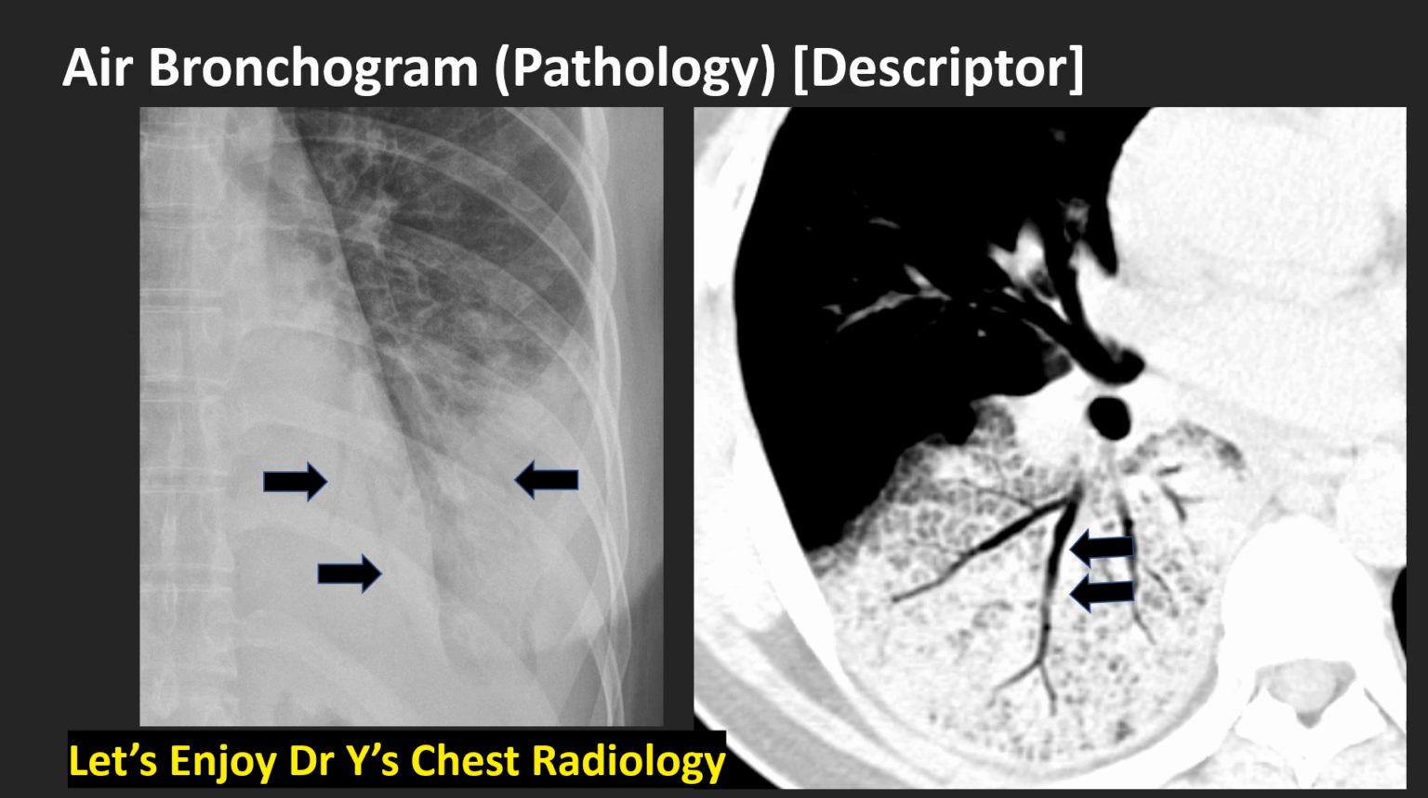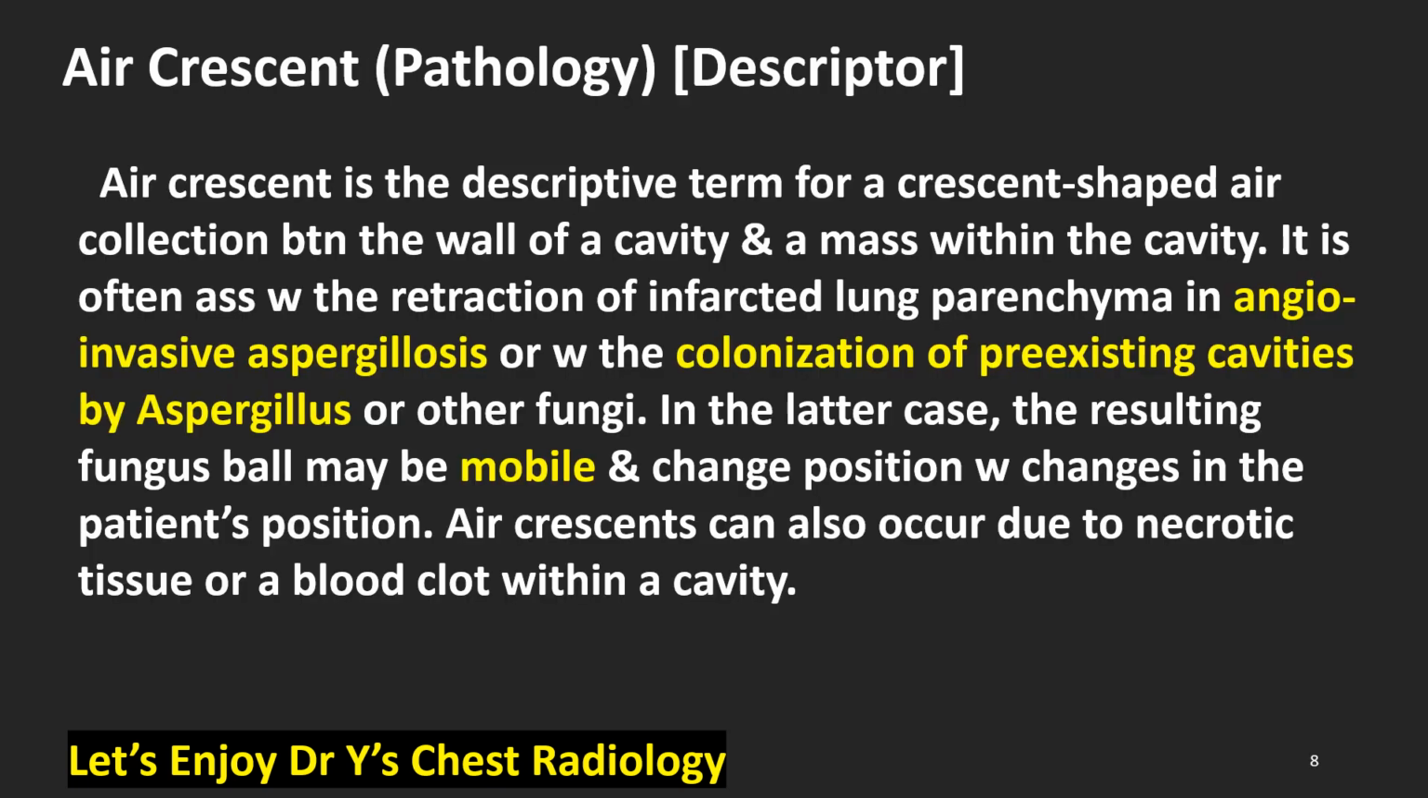On your left side, the arrows indicate the air bronchogram of left lower lobe segmental bronchi in a pneumonia patient. On your right side, the arrows indicate air bronchogram of right lower lobe segmental bronchi in a pneumonia patient on CT scan. Air crescent, pathology, descriptor.